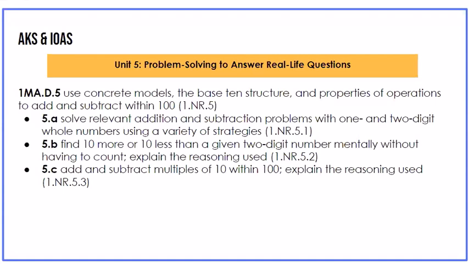Students will be expected to add and subtract with and without regrouping. Students can use a variety of strategies and should select the strategy that works best for them. For IOA 5B, students will mentally find 10 more or 10 less than a given 2-digit number. Students should be able to do this without counting and should be able to explain the reasoning used. Finally, IOA 5C requires students to add and subtract multiples of 10 within 100 and explain the reasoning used.